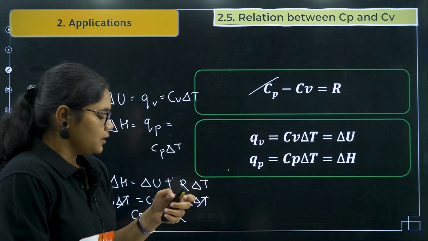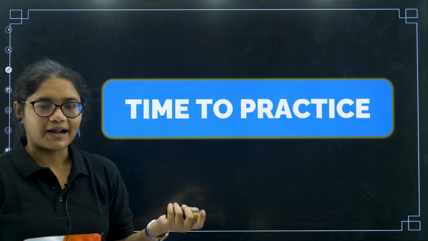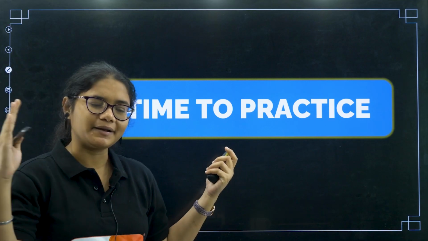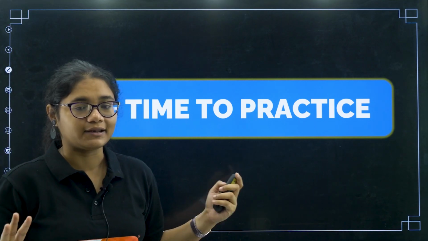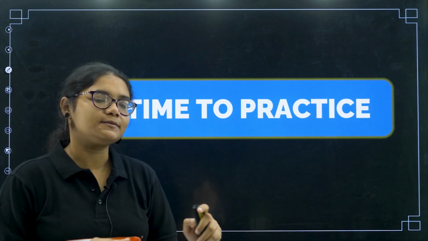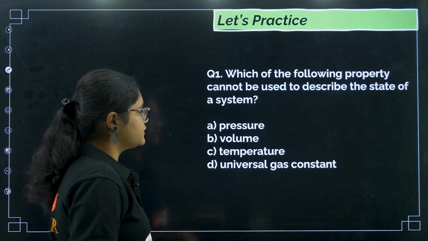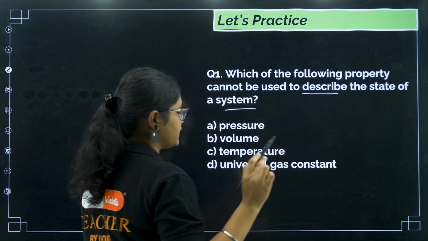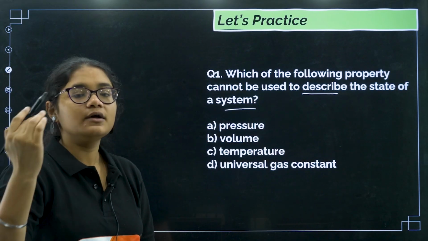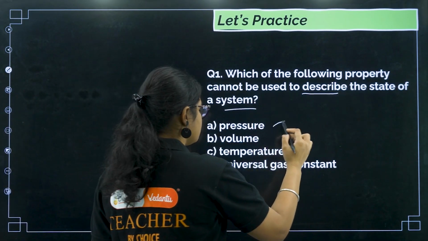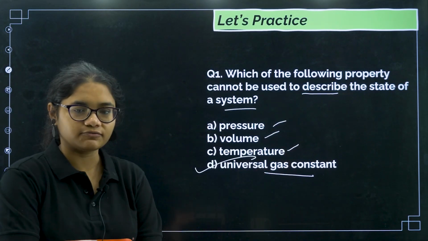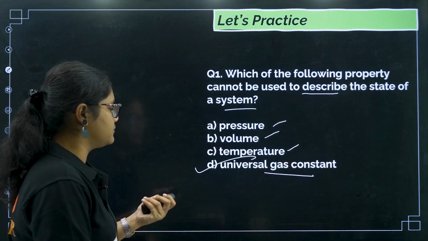Clear? Okay, so now we will do some practice questions. I know a lot of formulas have come, you might have got confused, but do not worry, we will practice a lot of questions so that we can get clarity about all the concepts and formulas. The first question: which of the following properties cannot be used to describe the state of a system? State of a system tells you about the condition of the system. Pressure, volume, temperature can tell, universal gas constant cannot tell because it is constant for all the systems. So option number D.